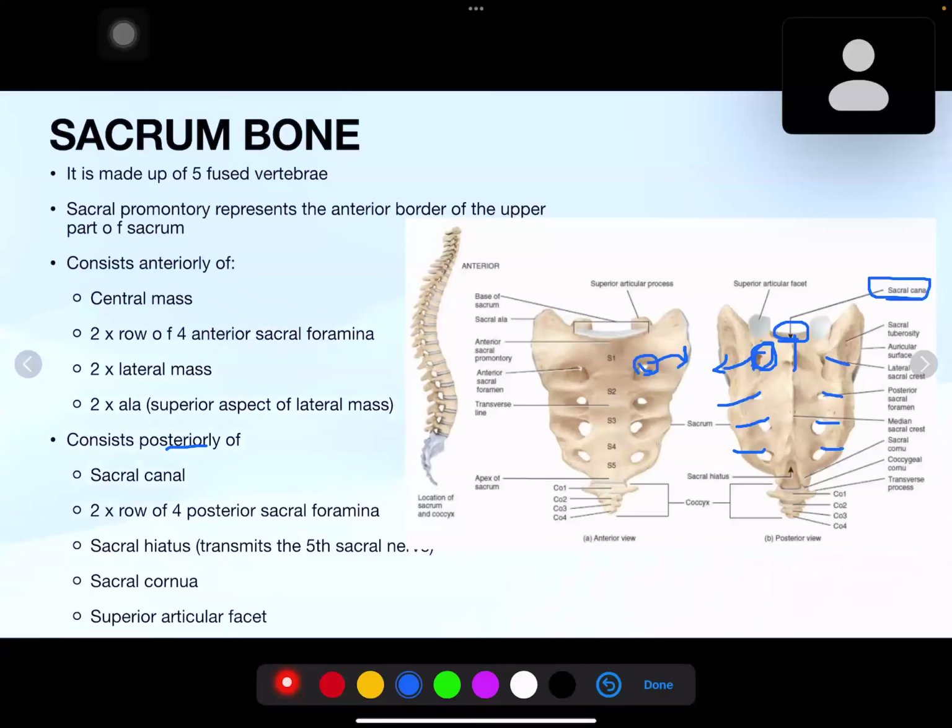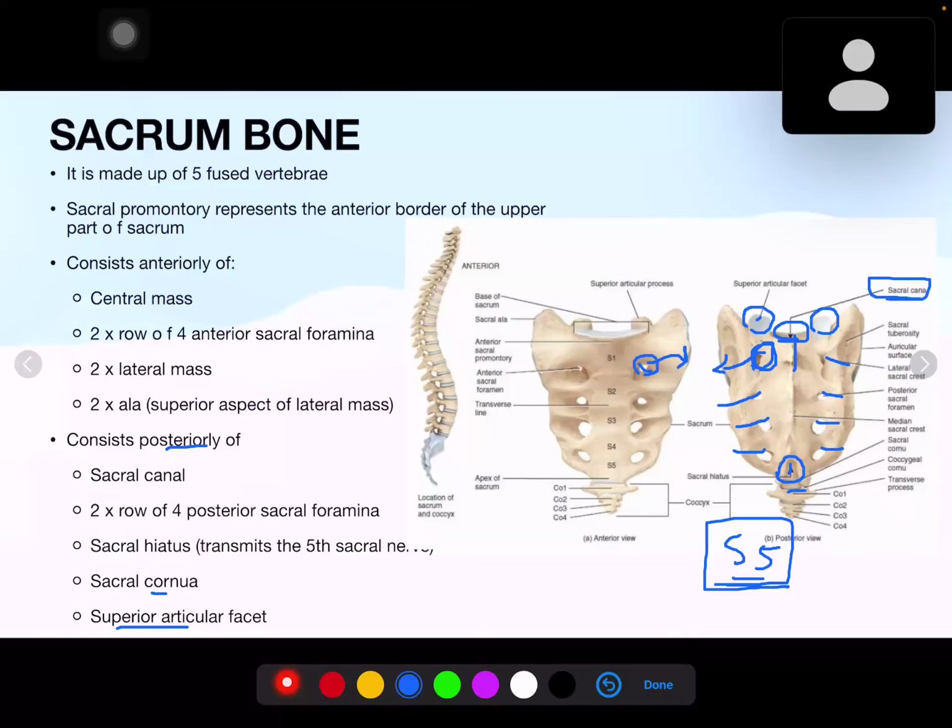Then there is the sacral hiatus, through which the S5 nerve root transmits. Then there's a sacral cornu, which has no significance, and there's a superior articular facet. Above the sacrum is the L5 vertebra, and the L5 vertebra attaches through this articular facet. So these are the landmarks of the sacrum bone.